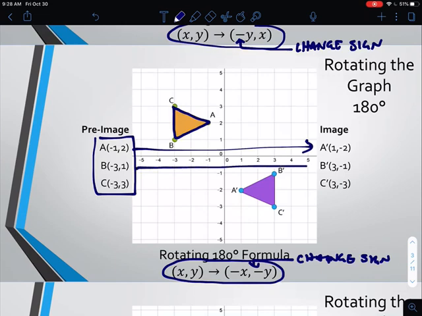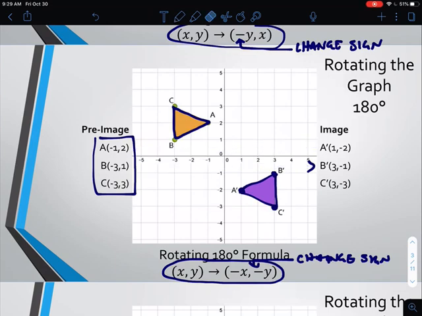And then B was at -3, +1, so B prime is gonna be at 3, -1. And then the same thing for C. C was -3, +3, we switch it to 3, -3. And then we plot those points. A prime at 1, -2, B prime at 3, -1, C prime at 3, -3. And then we connect our dots, there's our new image.